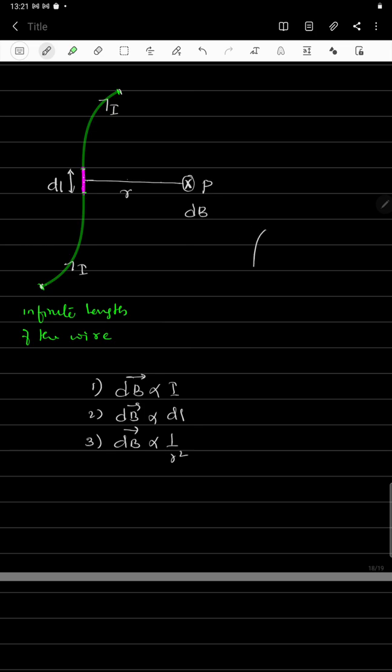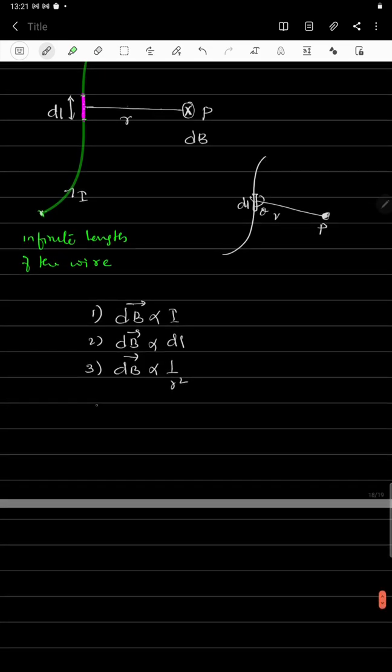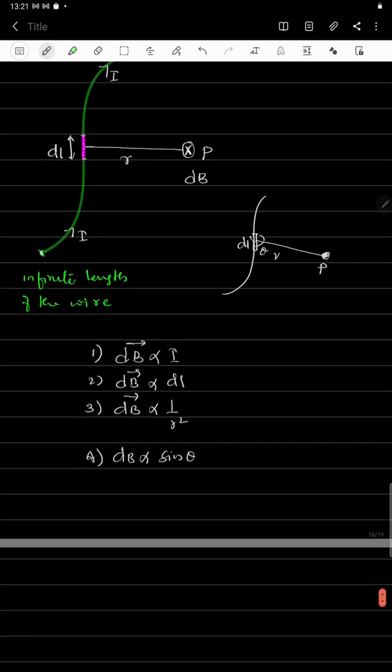Now the next point: this is the conductor and this is the dl I have taken, and this is the point at which I am going to find the magnetic field, at a distance r. Here the dl makes an angle theta at the point P, so it depends on that: dB is directly proportional to the sine of theta.